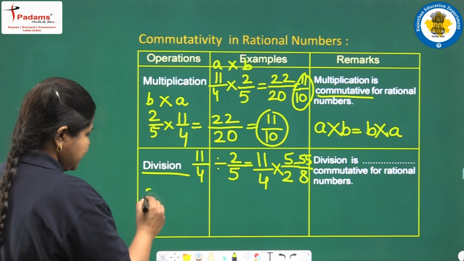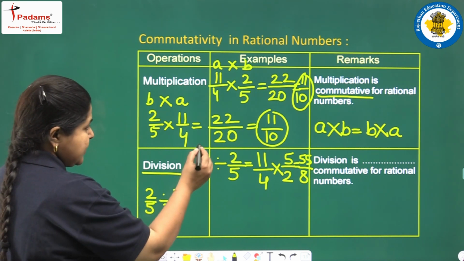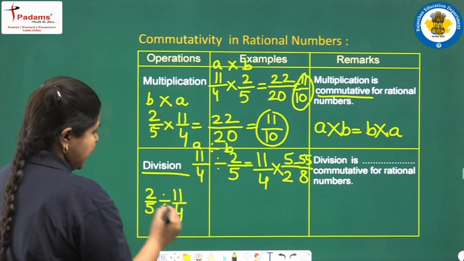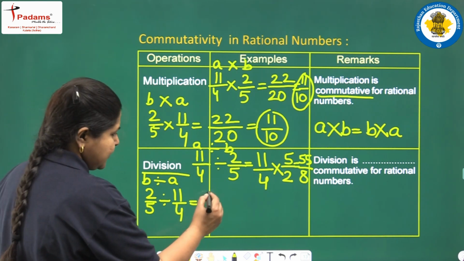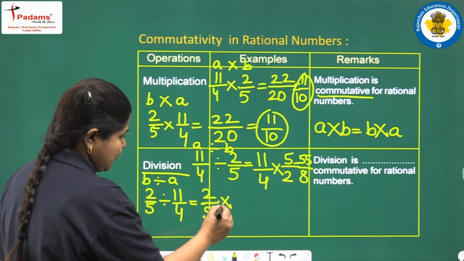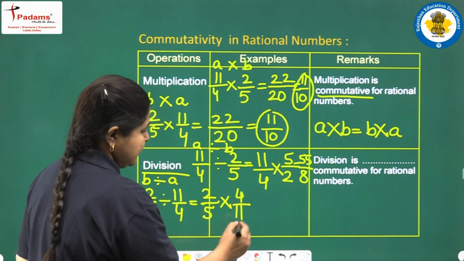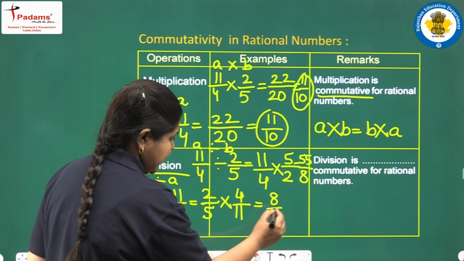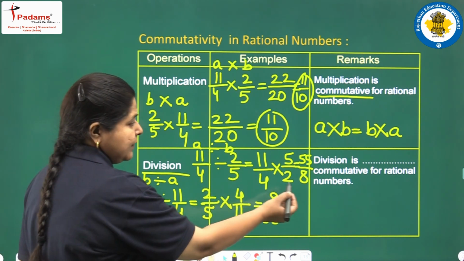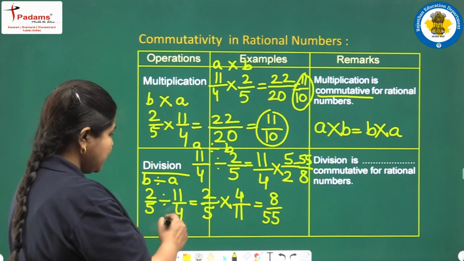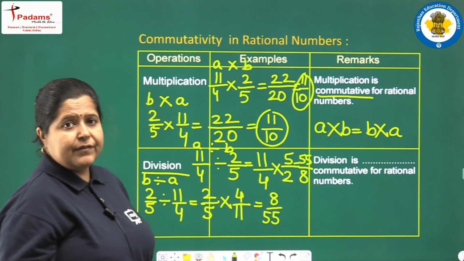Now let us divide 2 by 5 and 11 by 4. This was A divided by B and now this is B divided by A. What do we get? 2 by 5 into, now this number will be reciprocated, 4 upon 11. 2 4s are 8 and 5 11s are 55. So when we divided these two, we got the answer 55 by 8 and then when we changed the order of B and A, we got the answer 8 by 55.